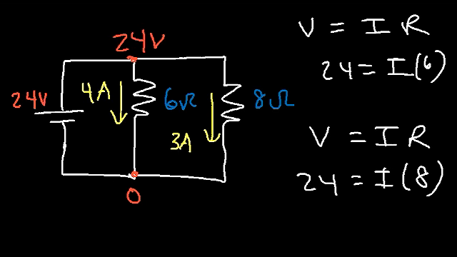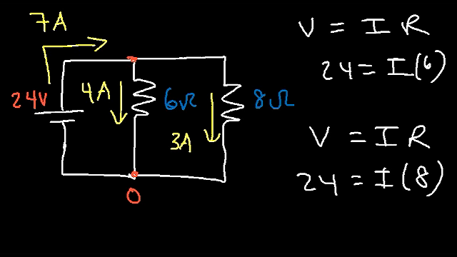Now what is the current that leaves the battery? How much is it? The current that leaves the battery is equal to the sum of the currents that flow through the two resistors. It's 4 plus 3, which is 7 amps. So 7 amps flows in this direction.